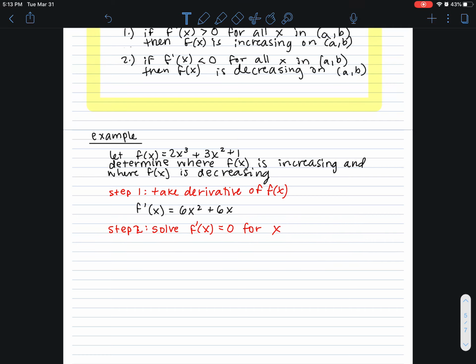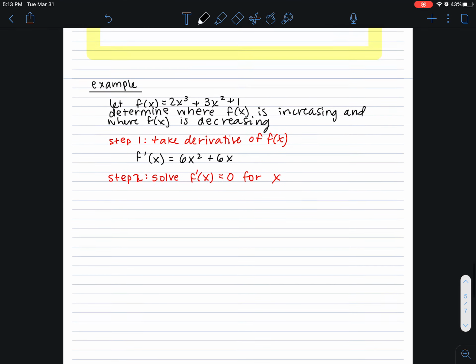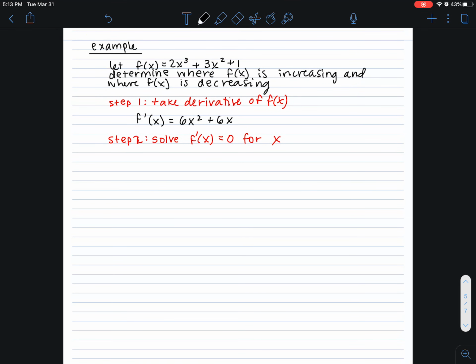All right, so we have 6x squared plus 6x equaling 0. We can divide everything by 6 to get x squared plus x equaling 0. And we can take out an x to get x times (x plus 1) equaling 0. And this yields x equaling 0 and x equaling negative 1 as our possible solutions.